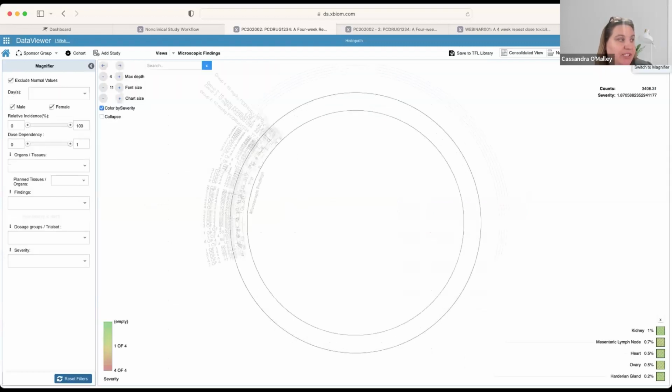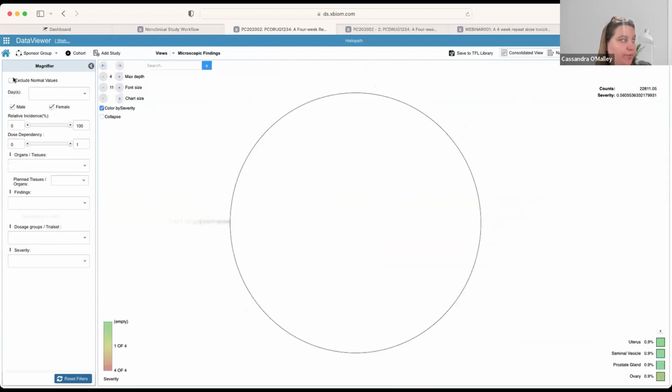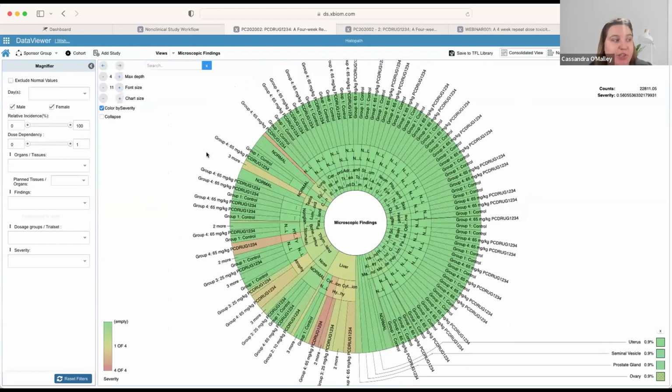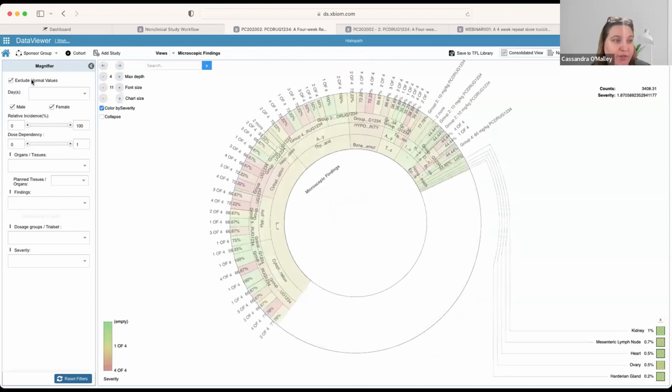I'm going to switch over into the magnifier view. And with this magnifier view, I can see that the majority of records in my SEND dataset are unremarkable and they are labeled as normal in here. So these are all of the green records. We can either use this to QC, or we can keep it as is and evaluate by clicking on the different sections, or we can exclude the normal values and only see the records with findings. So I'm going to exclude the normal values now.